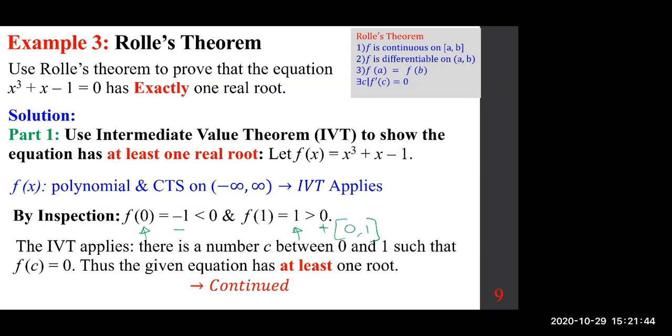So I hope everybody understands what's going on, okay? And so having said that, we have proved by IVT, not Rolle's theorem, that this function has at least one root, because IVT doesn't give you the number of roots. It just tells you there are roots in between 0 and 1.